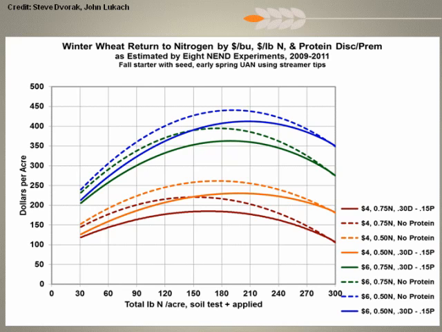If you look at the $6 N, which is the green and the blue lines, you'll note that the total amount applied moves to the right, and we're looking at values probably from 180 up to about 220 to 230 pounds of N. This is just another way of looking at it. And again, this is total N, so it's your soil test N plus your applied N.